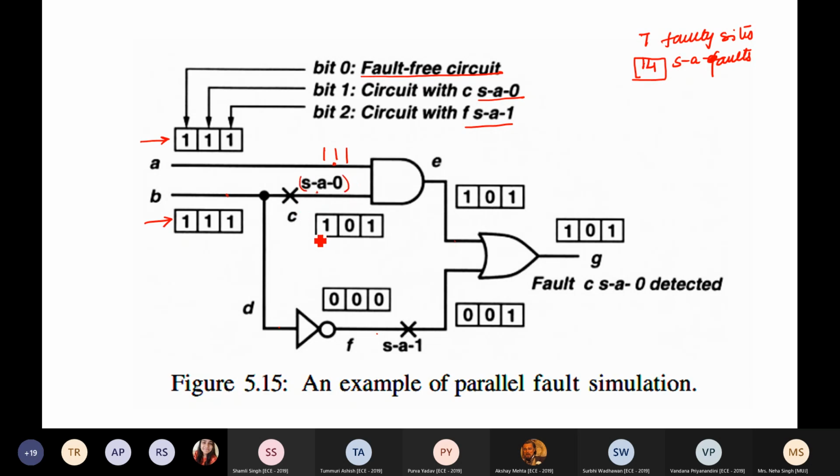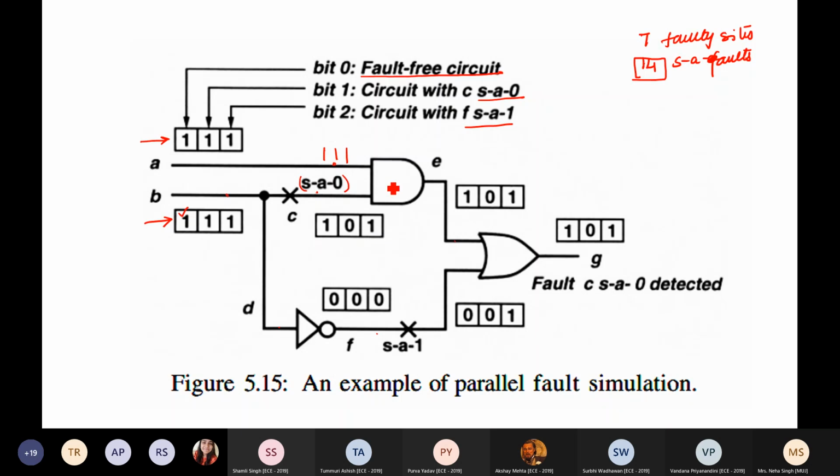Right? So what will be the value that is read at the input of this AND gate? The first bit is as it is, because this is for the fault free circuit. The second bit is representing C stuck at 0. So the value should go to 0, because this is the bit which considers this fault. So the value here goes to 0. But the second bit, bit 2, this represents the circuit stuck at 1. So here there is no effect for stuck at 1. I am considering single fault. So the value remains 1.